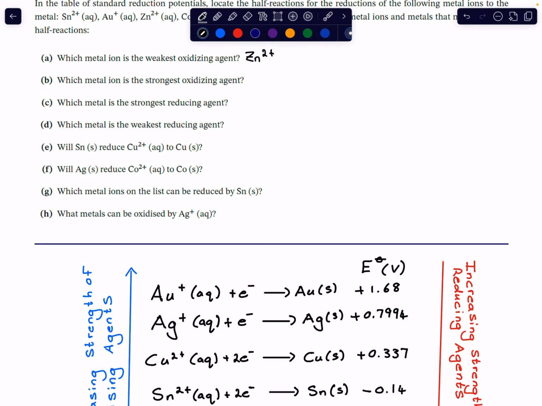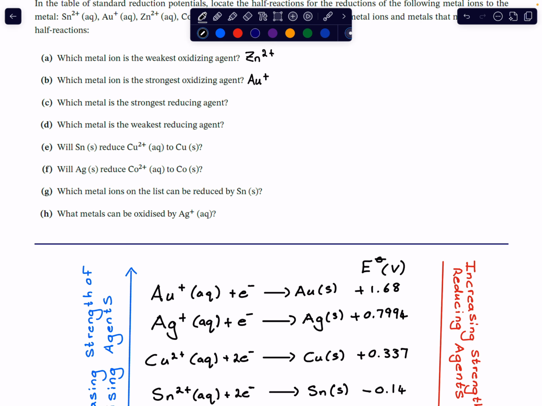On the other hand, what's the strongest one? The one that most readily wants to be reduced makes it the strongest oxidizing agent. And that means it is Au+, right? I say readily, but I mean in terms of the rest of these, so it wants to be reduced the most.